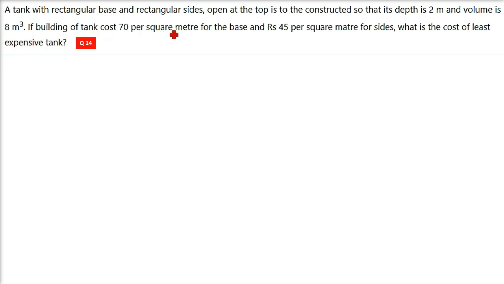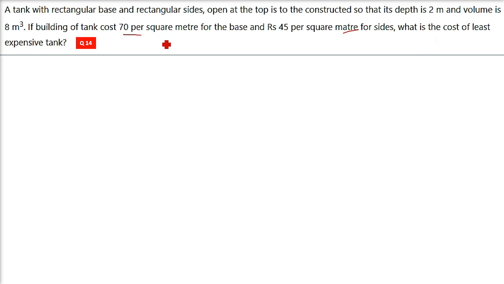A tank with rectangular base and rectangular sides, and you have a rectangular base here and the sides are rectangles, open at the top, is to be constructed so that its depth is 2 meter and volume is 8 meter cube. If building the tank costs 70 rupees per square meter for the base and 45 rupees per square meter for the sides, what is the cost of the least expensive tank?